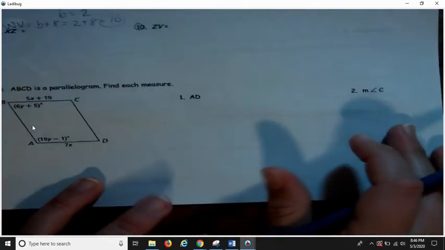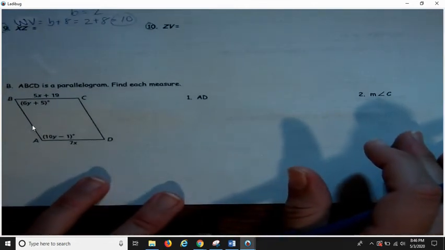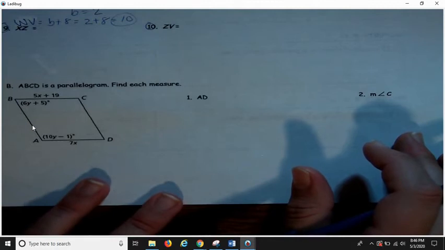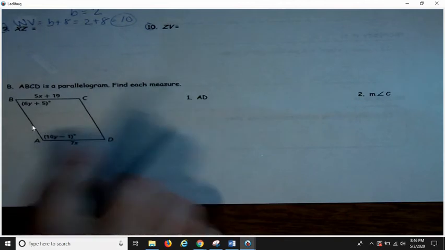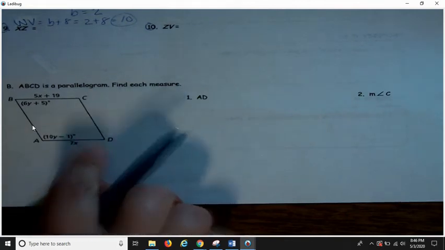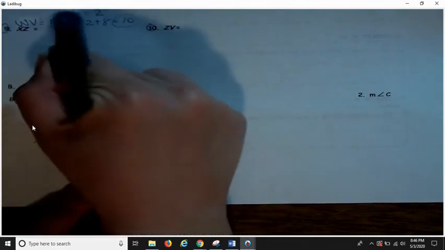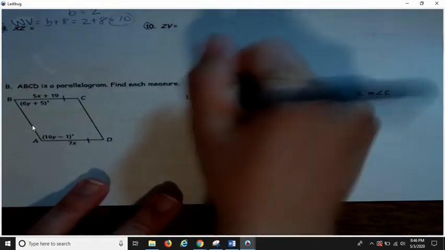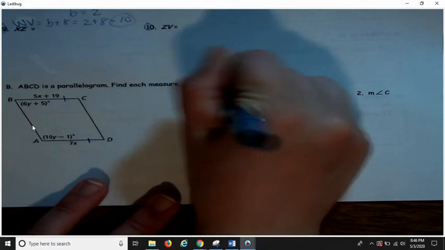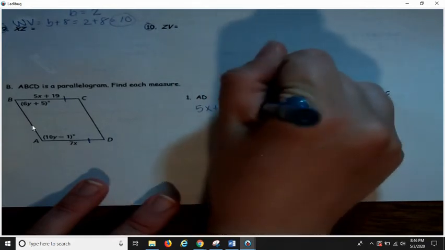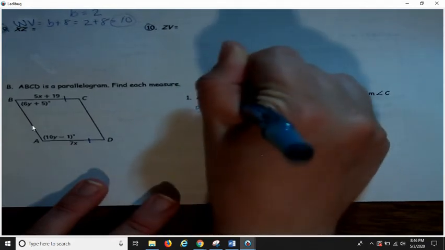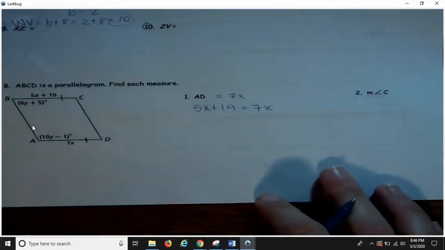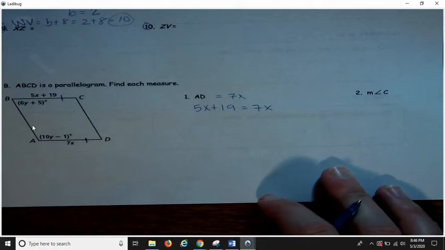So we have parallelogram ABCD here. Find each measure. First it wants us to find AD. So AD is a length, and we know that the line segments across from one another in a parallelogram should be congruent. So we can say that 5x plus 19 should be equal to 7x. AD we know is 7x, but we want to set up an equation so that we can solve for x and then subsequently solve for that length.